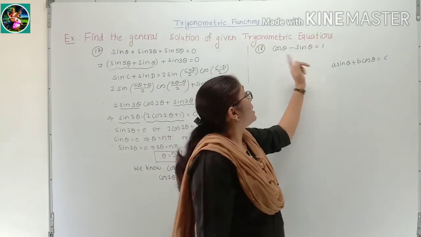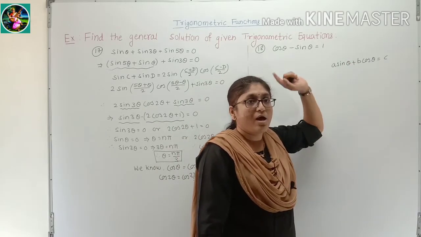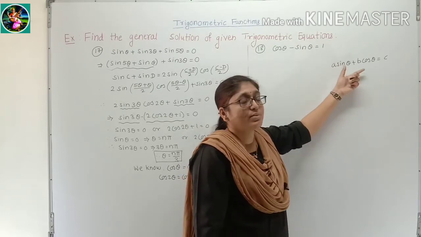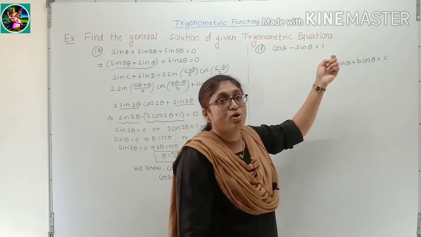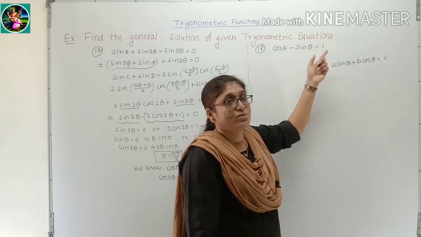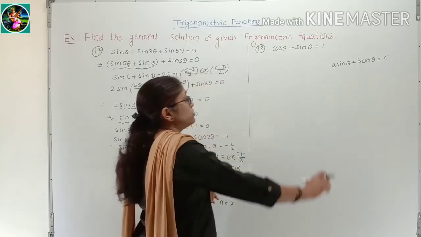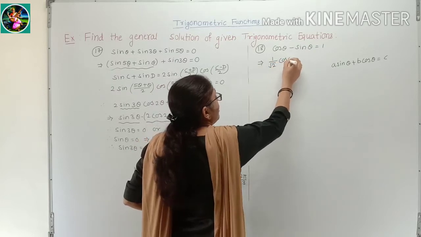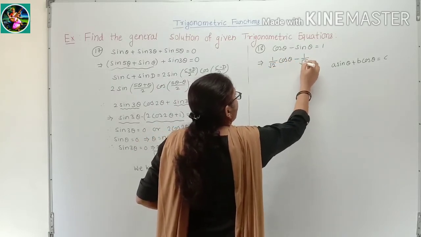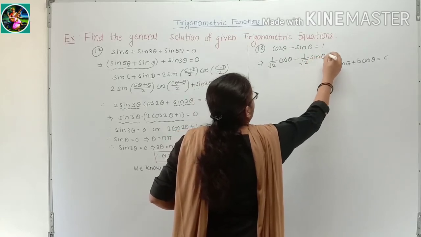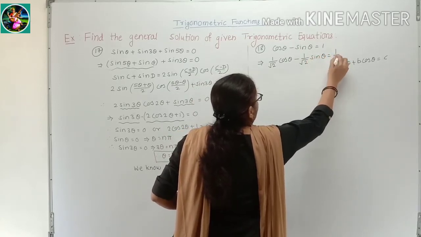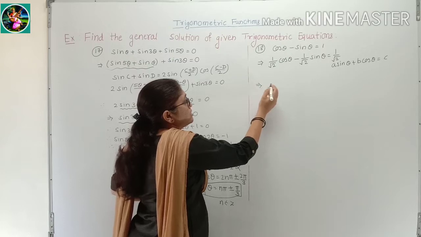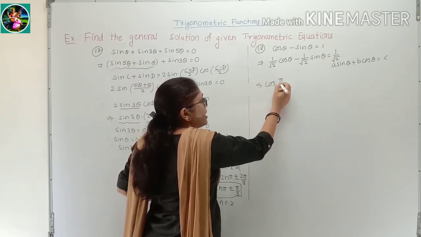Here in the place of a we have 1, in the place of b we have minus 1. If we take square root of a square plus b square, here we get square root of 2. Therefore, we divide this equation by square root of 2. Here that is 1 upon square root of 2 cos theta minus 1 upon square root of 2 sin theta is equal to 1 upon square root of 2. Okay, here 1 upon square root of 2 will give cos of pi by 4.